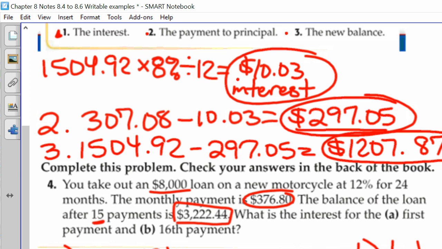Okay, now let's look at the 16th month. So we owe $3,222.44. We're going to do the same calculation. We're going to times it by the interest rate and then divide by 12 because we're making our payments in monthly increments. So $3,222.44 times the 12% divided by 12. And we get $32.22 as our interest for that month.